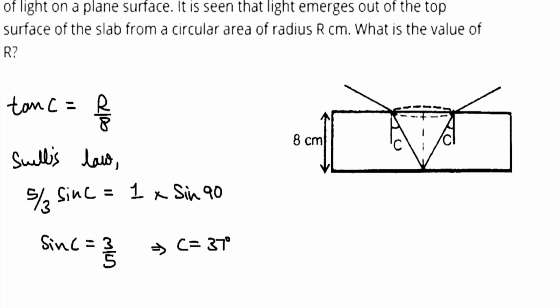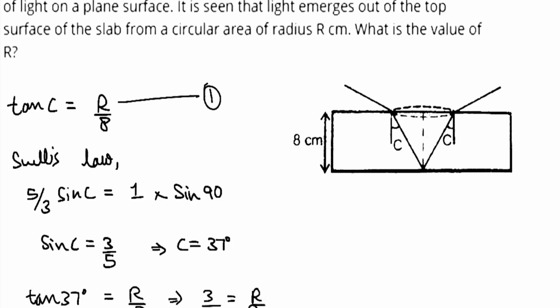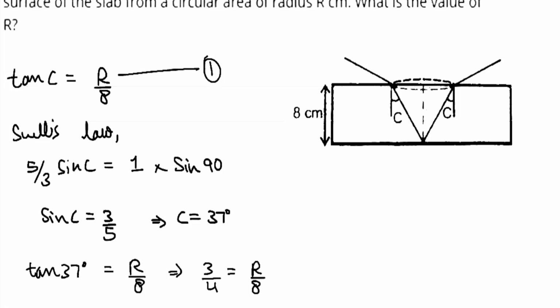Therefore, from equation number 1, we can write that tan 37 degrees is equal to r by 8. Substituting the value of tan 37, we can write that 3 by 4 is equal to r by 8. This implies that r is equal to 6. Therefore, on calculation, the value of r is equal to 6 centimeters.